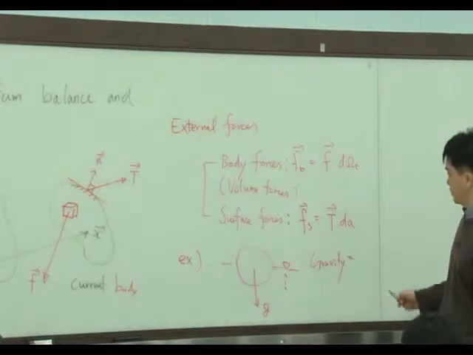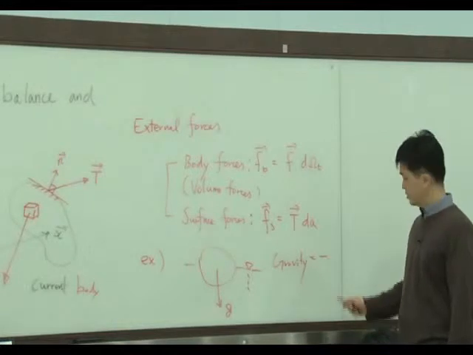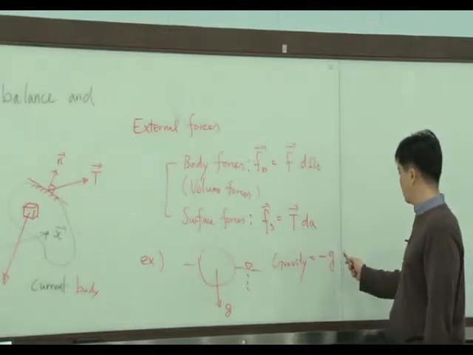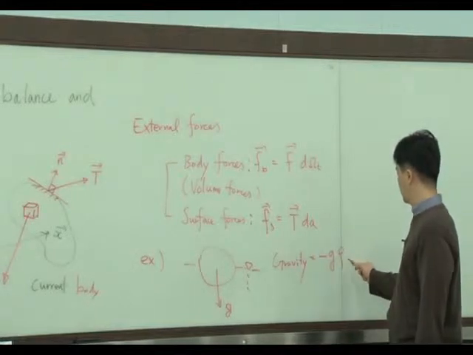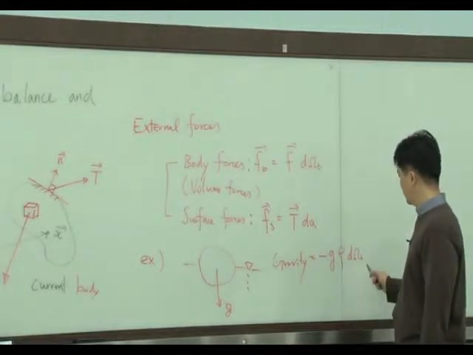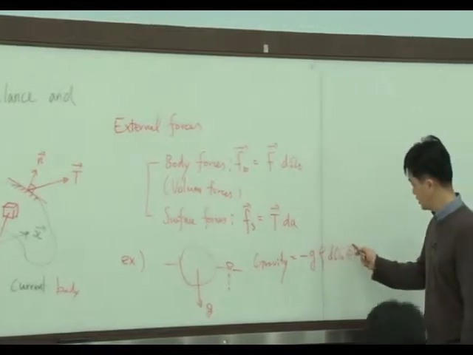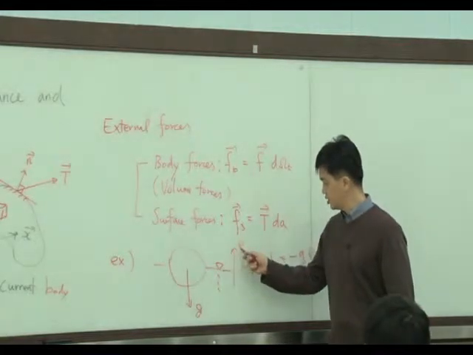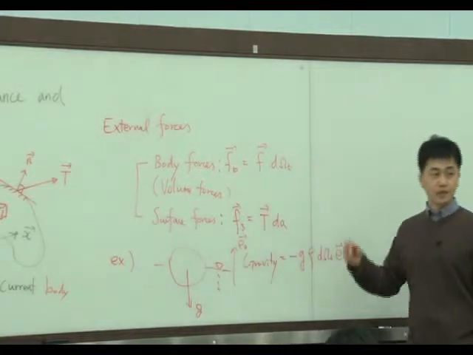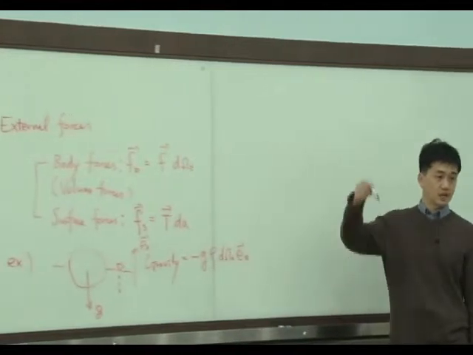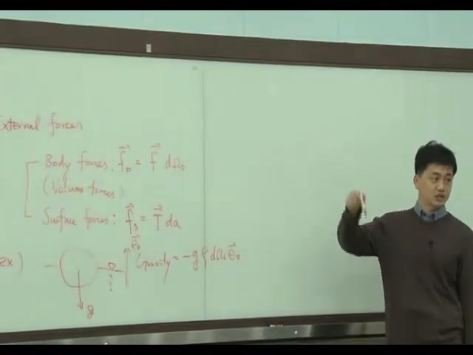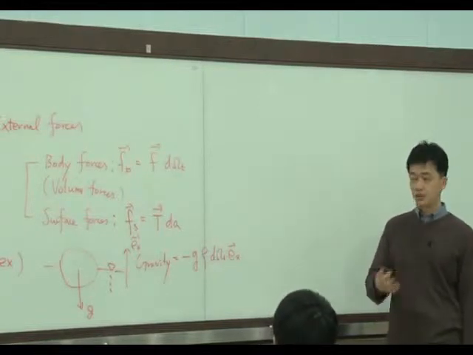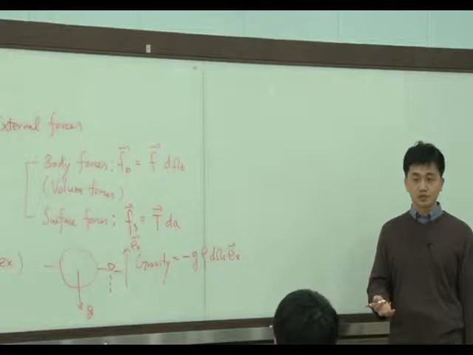So gravity force equals minus g rho d omega t, in the E_G direction. So let's say this is E_G. So gravity force is acting in the minus G direction, the downward direction. And which other force?